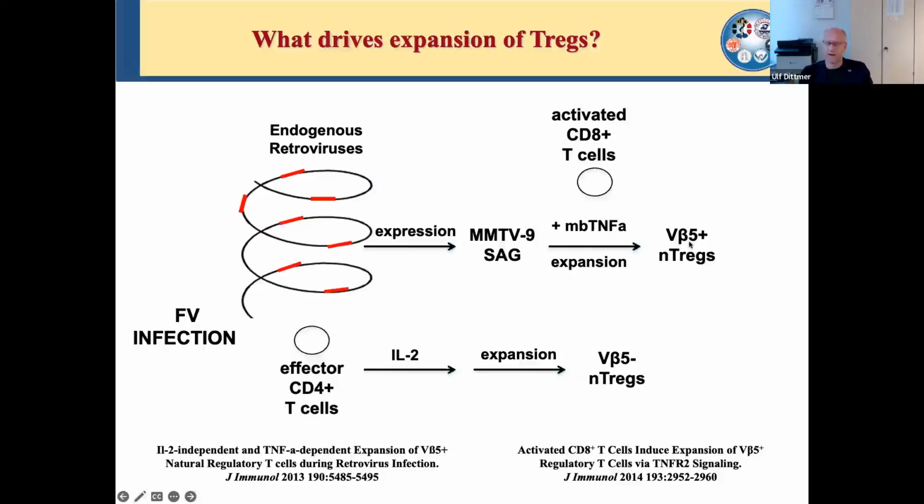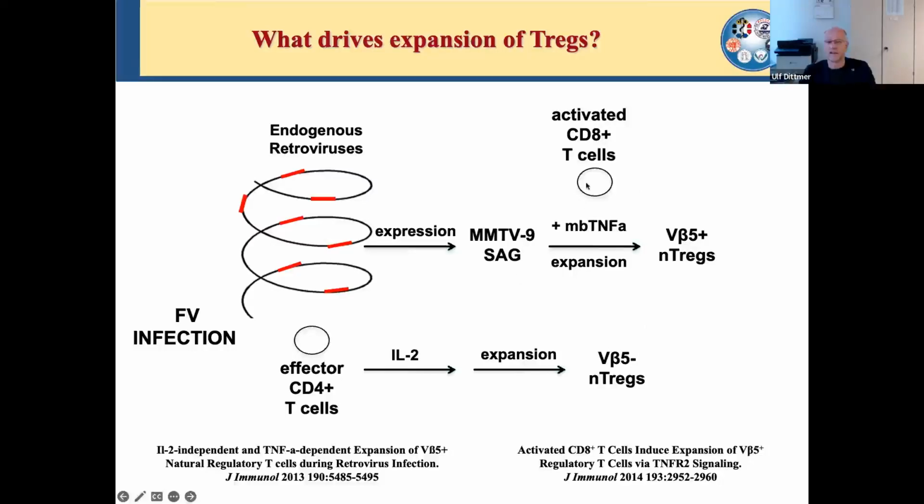And then they become larger and larger and are expanded by this cytokine. So interesting enough, effector CD4 cells can expand regulatory T cells via IL-2, but also activated effector CD8 cells can expand a certain population of Tregs, and for that they use TNF-alpha, not IL-2. But both populations of Tregs are self-specific. Here we know the antigen. It's a superantigen from an endogenous retrovirus. Here we don't know exactly what self-antigens are involved.